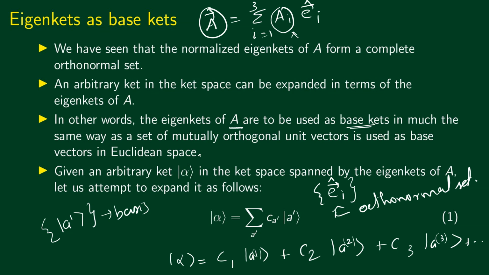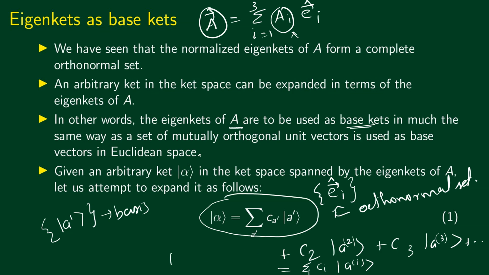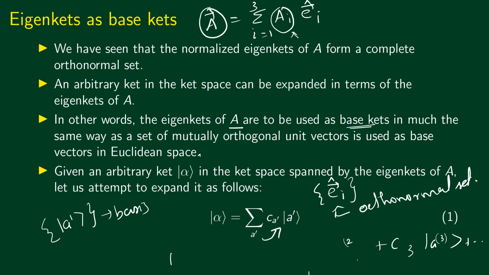So we can write ket alpha as a sum over i of ci ket ai, right? Or we can also write ket alpha as a sum over a prime of c a prime ket a prime. This means that you are summing over all the eigenvectors in the base set, the set of eigenkets. So this summation has to be understood as a sum over all the base kets, or we can think of it as a sum over all eigenvalues.